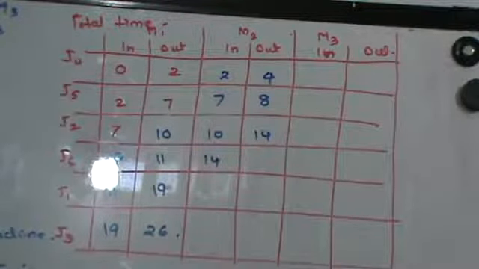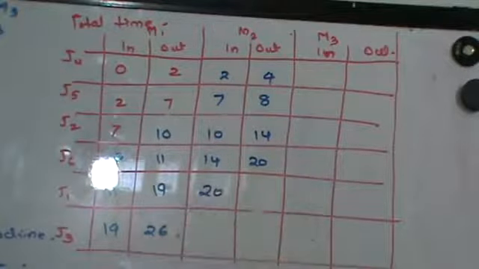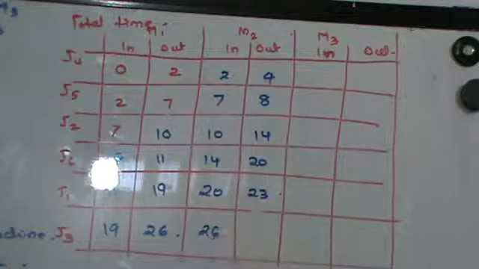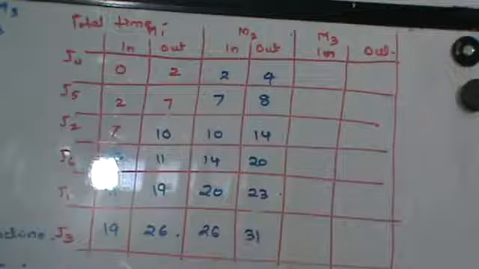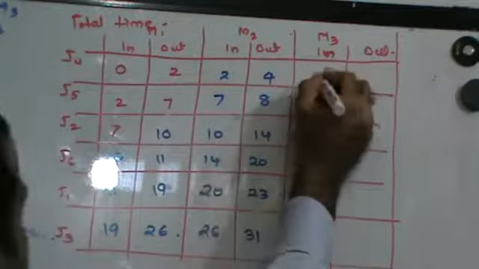J6 takes 6 hours, so 20. J1 takes 3 hours, so that is 23. Again 23 is less than 26, therefore I write 26. And J3 takes 5 hours, so that is 31. Right? Here you will start with 4 hours.